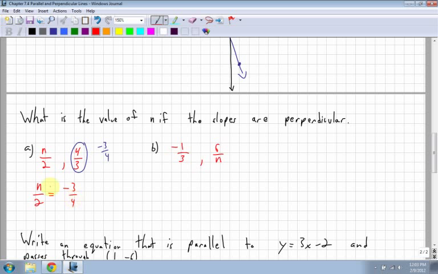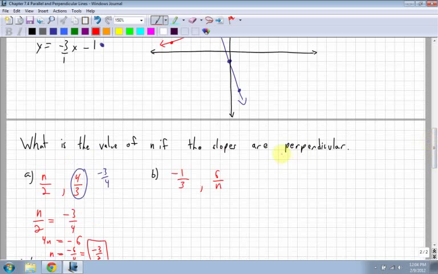Therefore, now I can just solve this. n times 4 is 4n. 2 times -3 is -6. We divide by 4, so I get n is equal to -6 divided by 4, or, if I reduce that, -3 over 2. So sometimes it's not easy to see what I multiply by, or what the value of n is going to be. Sometimes it will turn out to be a fraction.